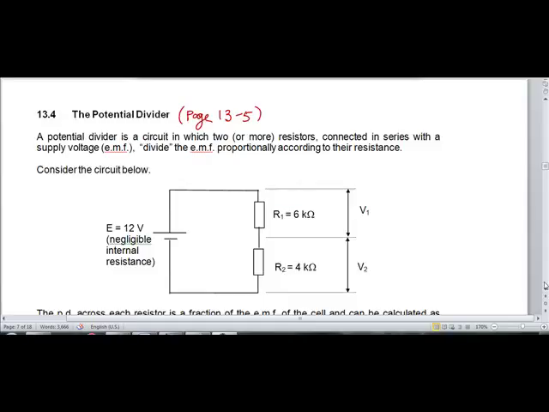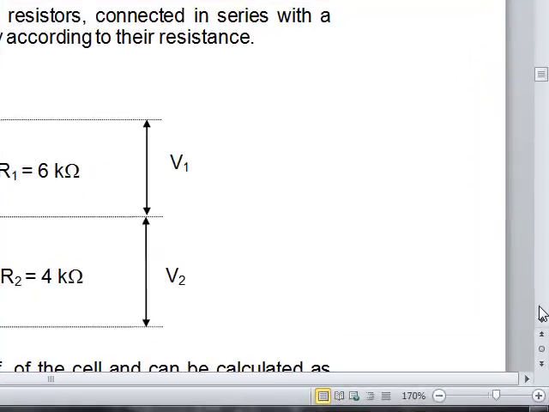The potential divider principle is used when you have a circuit which has two or more resistors connected in series with a certain voltage or EMF source. The potential divider principle allows you to divide the potential or the EMF in a way that is directly proportional to the value of the resistance in the series combination.